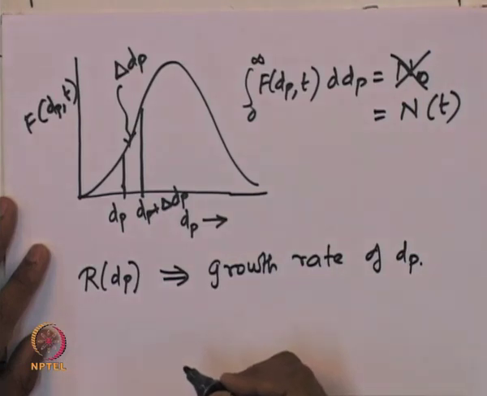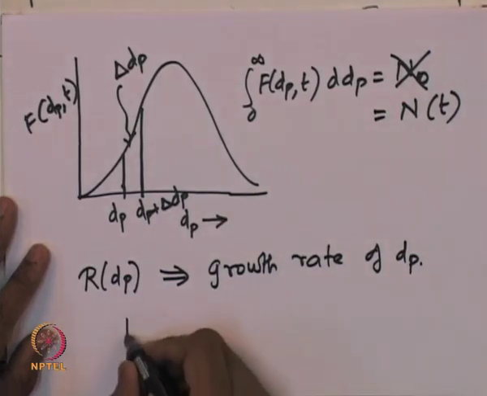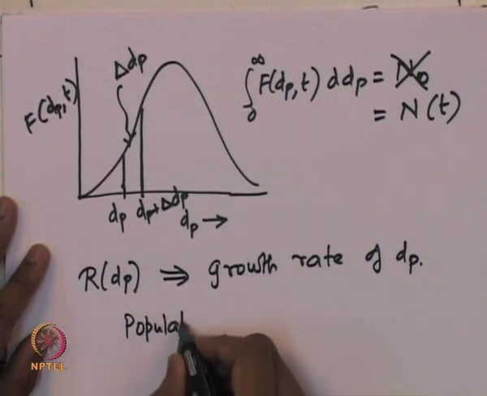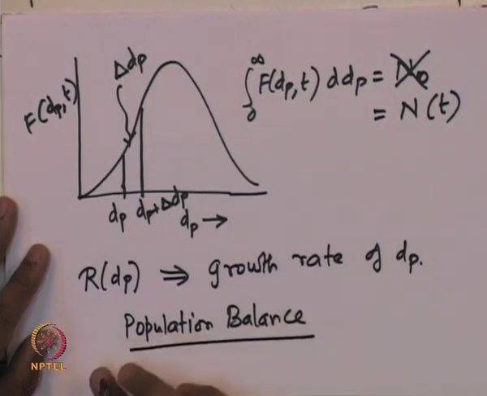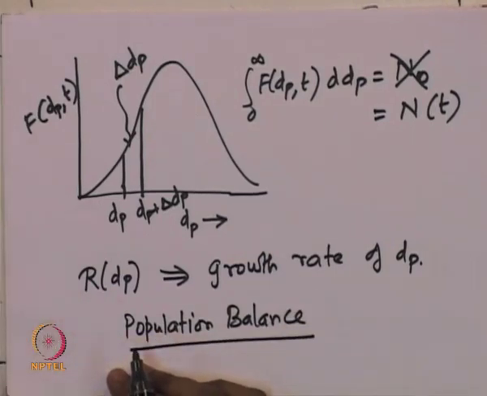Given the growth rate of a particle whose diameter is dp, one can write a population balance equation in order to capture the dynamics of the whole distribution itself as the reaction proceeds. The population balance equation can be written as the balance between the number of particles which are growing and reaching a diameter between dp and dp plus delta dp.